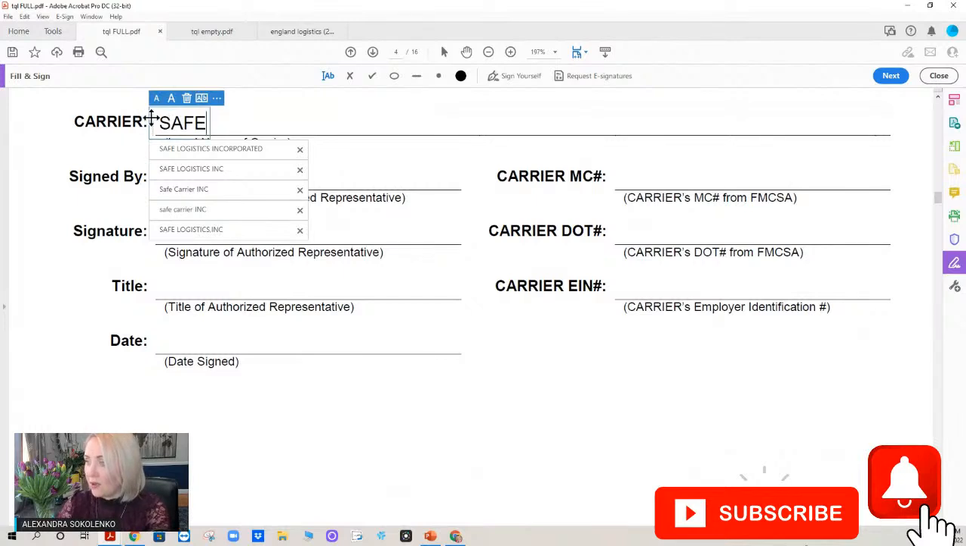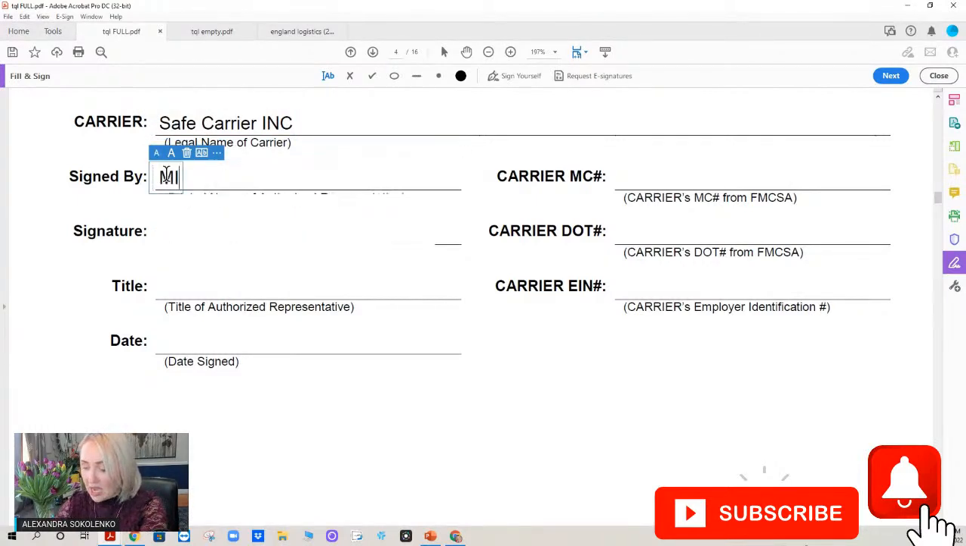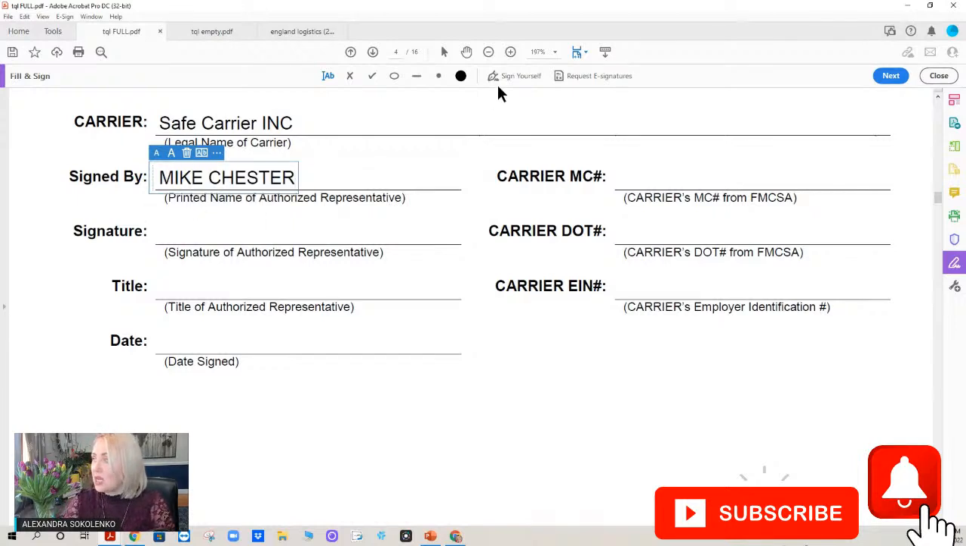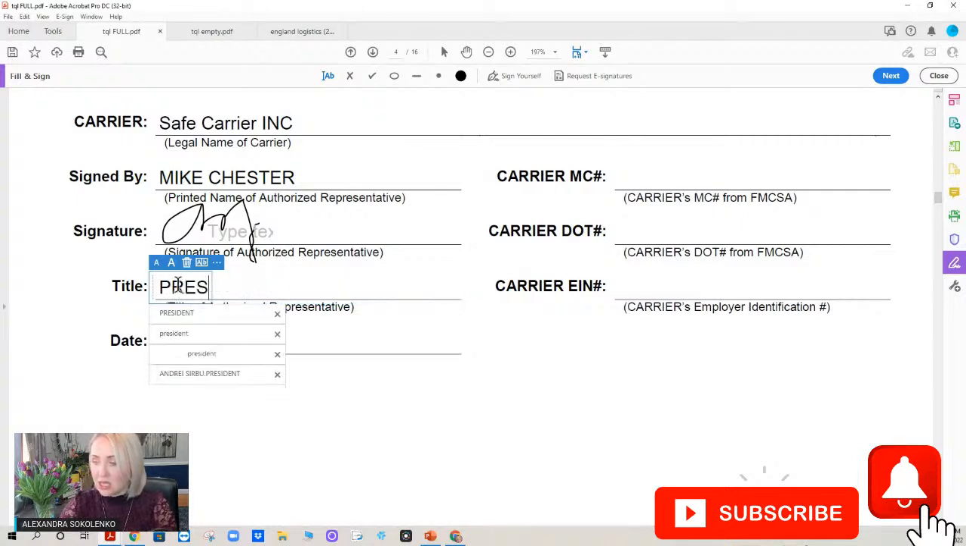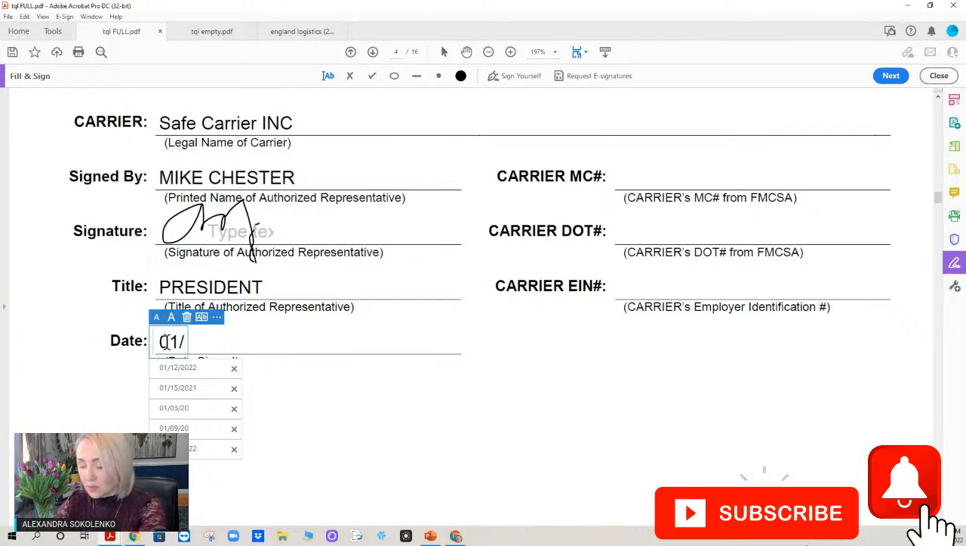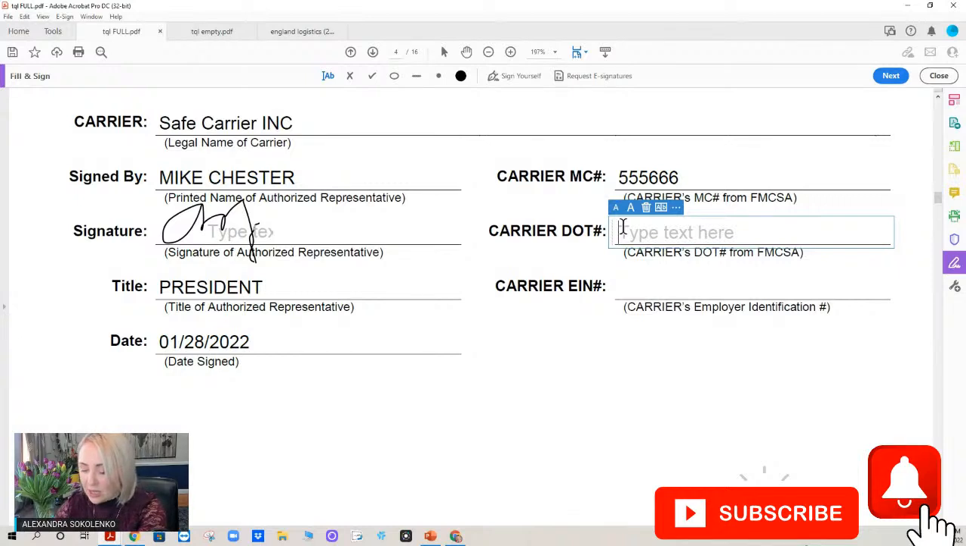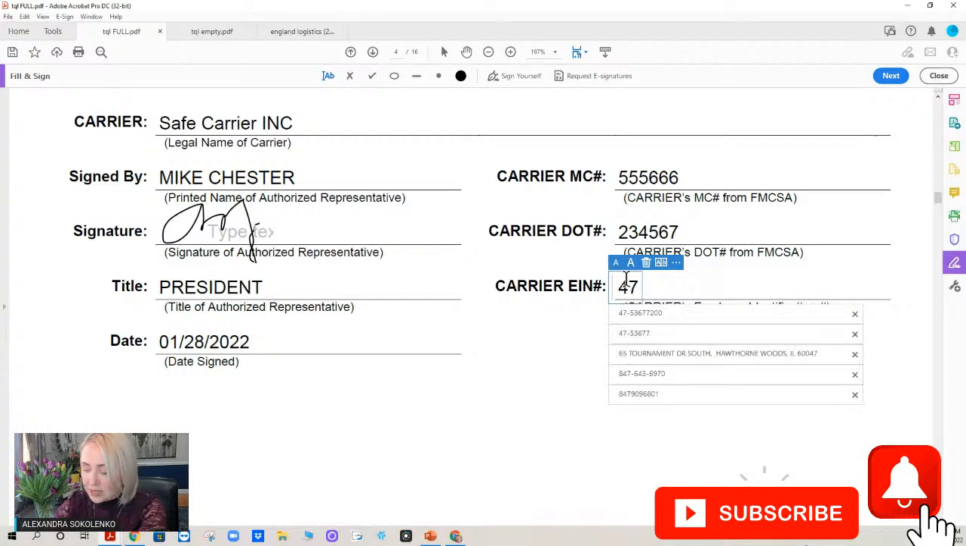So let's continue. In the end, what are you putting again? Well, you are Save Carrier, right? Signed by whom? Signed by Mike. And see, it already remembers, right? So here's Mike's signature. And who is Mike? Well, in this case, he's the president. And again, the date today is 01/28/22. What is his MC? I don't know, I'm just going to create one MC. 555-6666. His MC. What is his DOT? Let's say it's 234-567. And what is his tax ID?